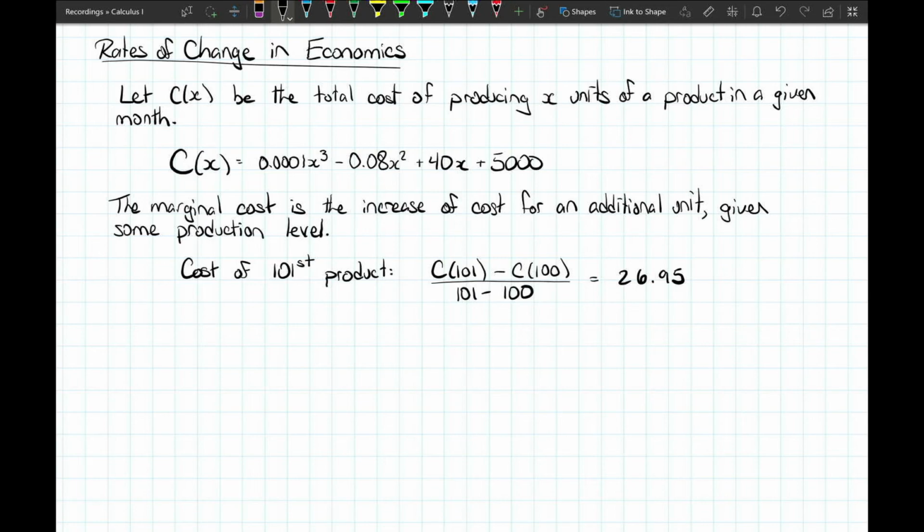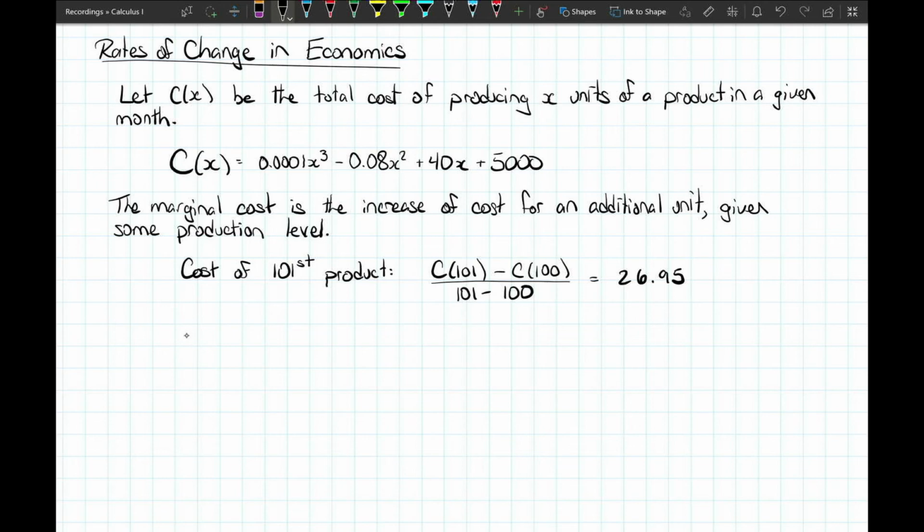We could find the cost of the 102nd unit by looking at the total cost of producing 102 units minus the total cost of the first 101 units. But this gets to be pretty tedious if we have to do this all the time. If you notice, though, this is very similar to the average rate of change of a function. And if we were just to take that average rate of change and reduce the interval down to be as small as possible, it works out as the derivative. And that is actually a great way of bypassing having to do all the algebra.